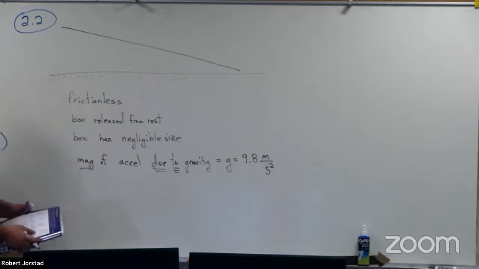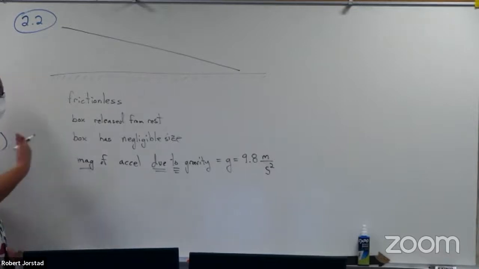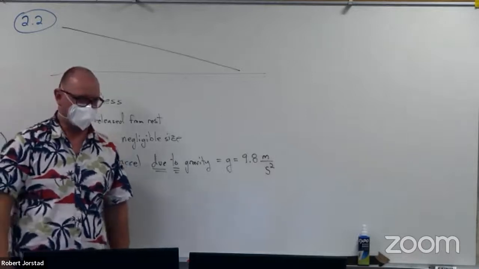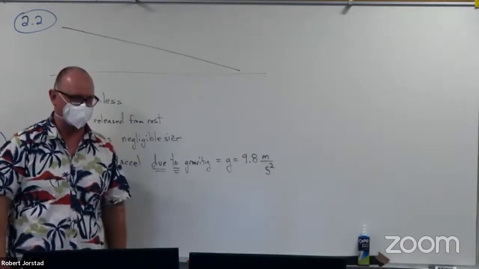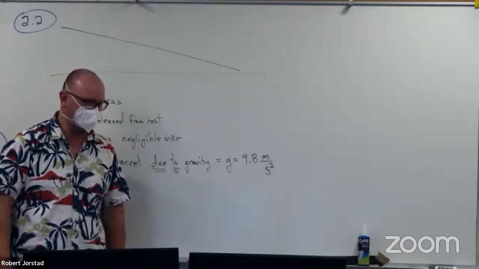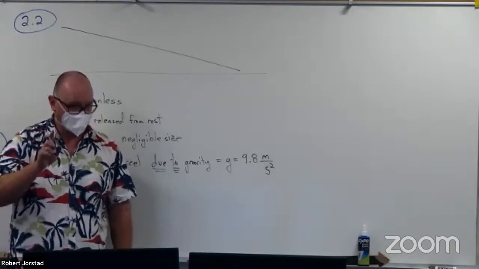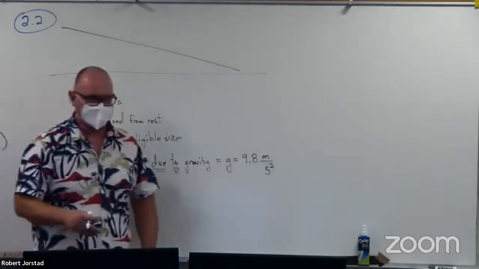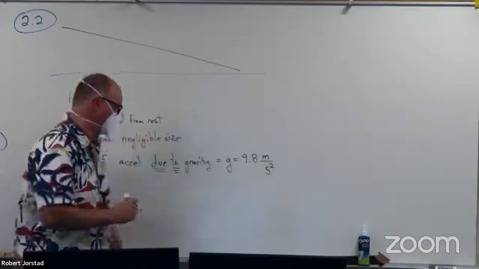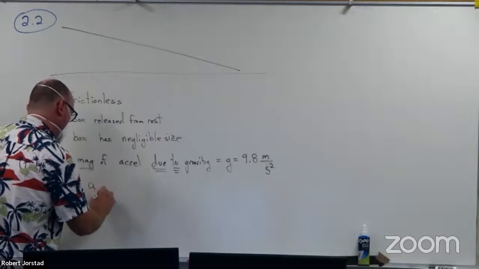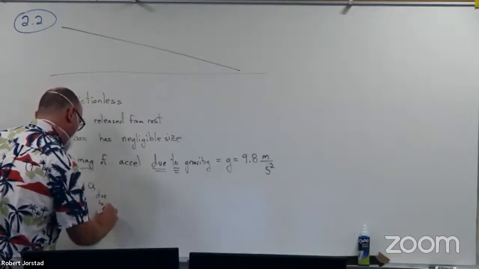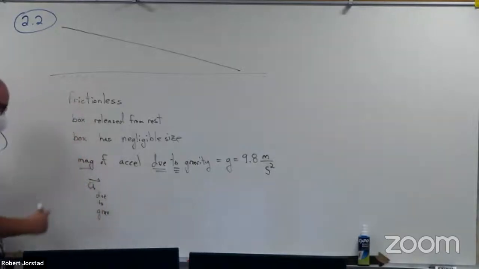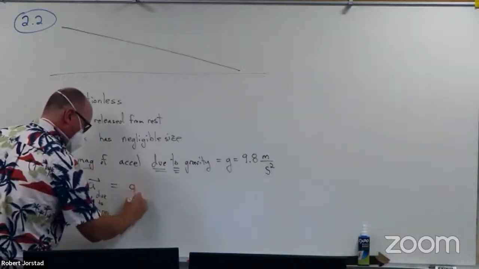It says the magnitude of the acceleration due to gravity is g equals 9.8 meters per second squared. To be clear, as a physics instructor, one of my pet peeves: g is not gravity. g is not the acceleration due to gravity. What is g? It's the magnitude of the acceleration due to gravity. The acceleration due to gravity is a vector. Its magnitude is g.